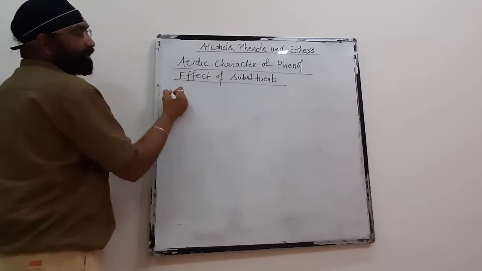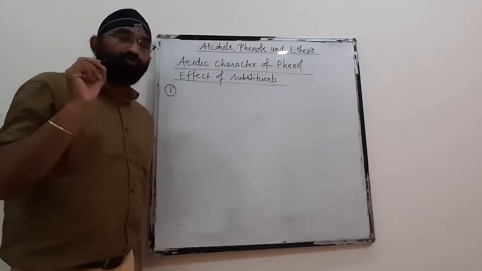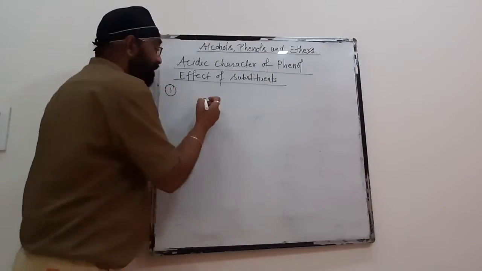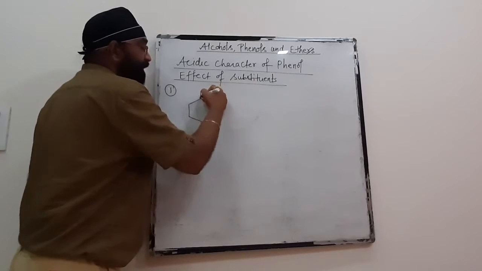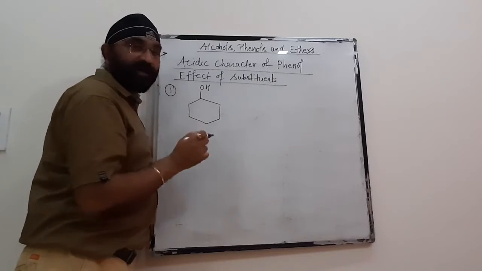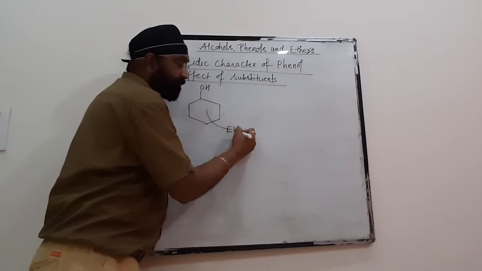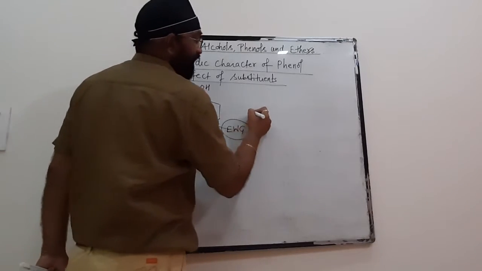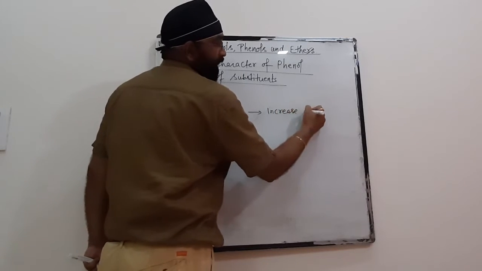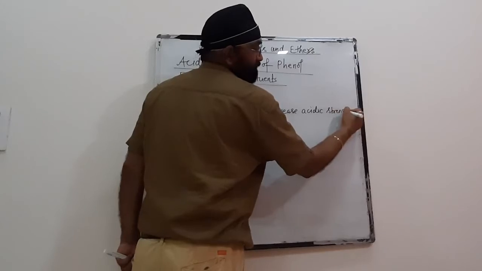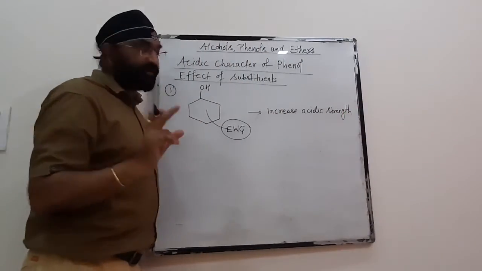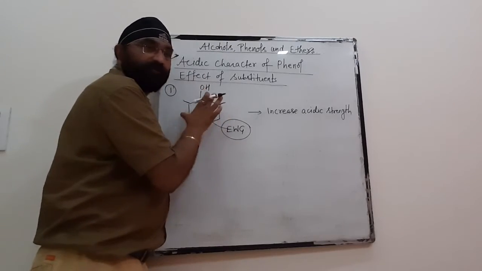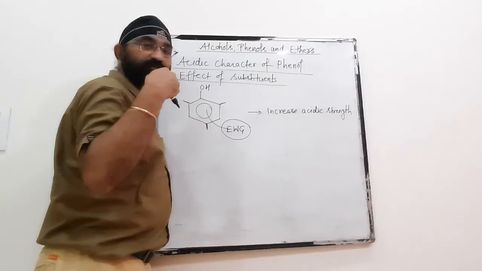So remember there are two very important points. Whenever any electron withdrawing group, which pulls electrons towards itself, is present on the benzene ring at the ortho and para positions, that will increase the acidic behavior of phenol, right? Presence of electron withdrawing group increases acidic strength. So remember, if these groups are present on the ortho and para positions, only then the effect is more and the acidic character is increased more.